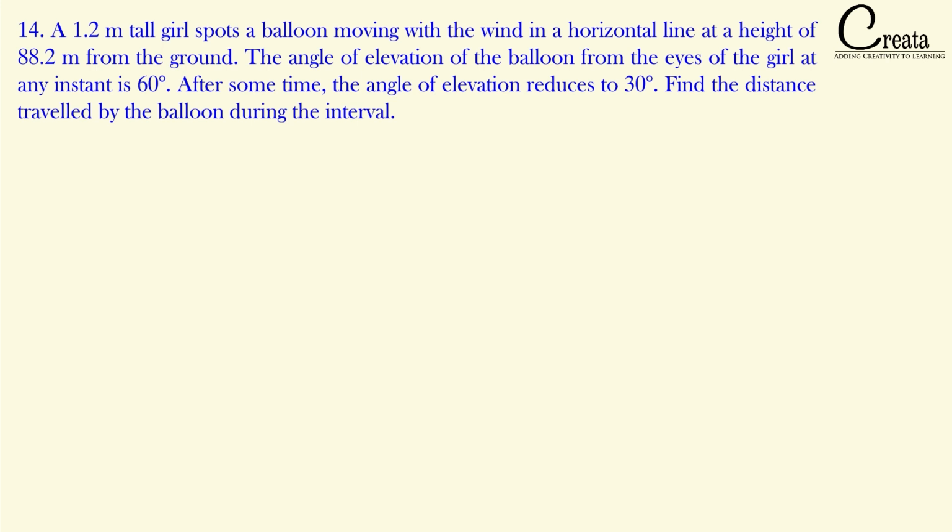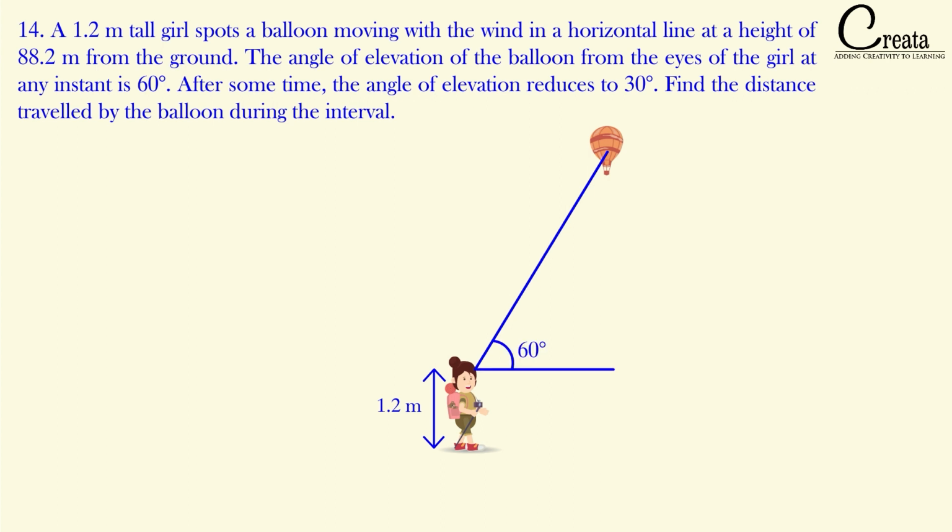Let's observe the question. A 1.2 meter tall girl is observing a balloon in the sky. A balloon is traveling in the sky and at a certain point she has observed the balloon. The angle of elevation found is 60 degrees. Angle of elevation is the angle between the line of sight and the horizontal line. The girl is looking at the balloon, so this is the angle of elevation, given as 60 degrees.